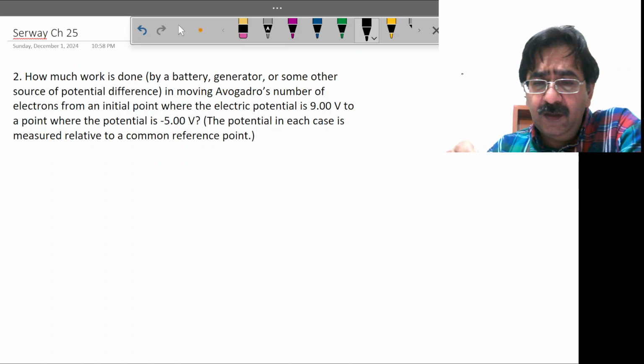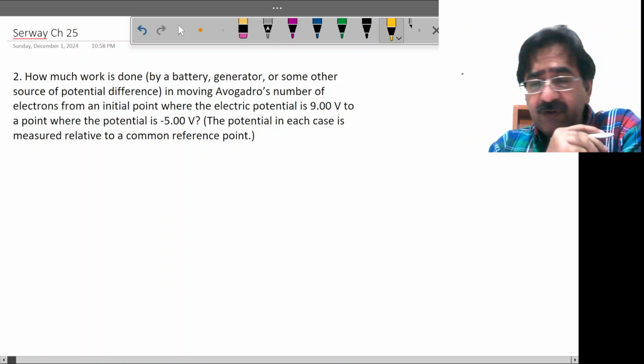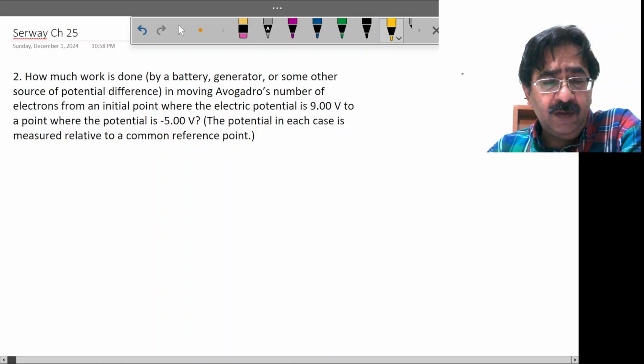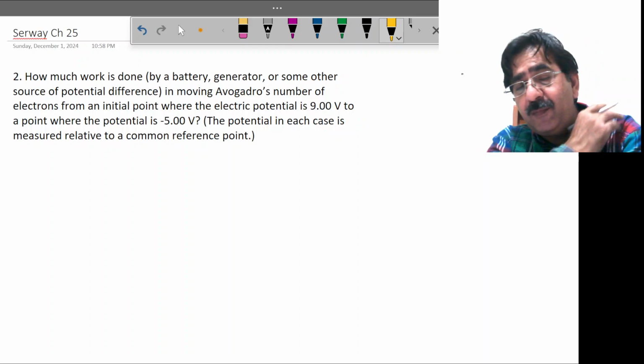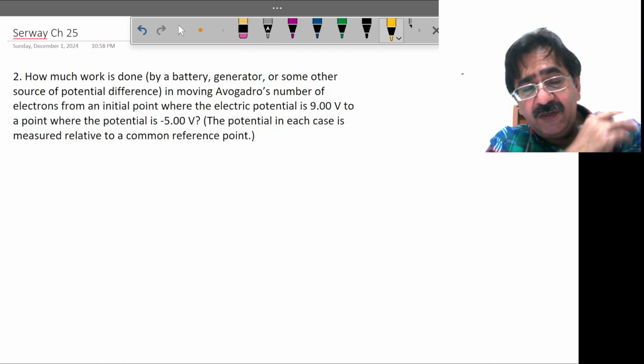Now I will discuss, we will try to find the solution of the problem from the survey book, chapter 25, problem number 2. Problem number 1 solution link is given in the description.